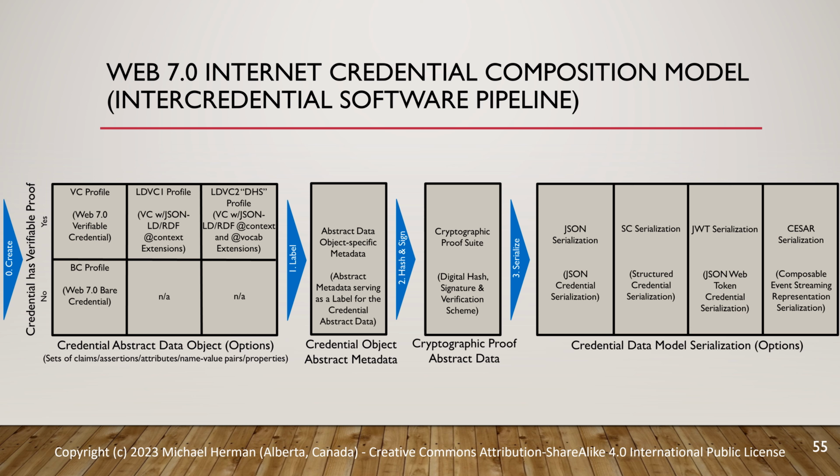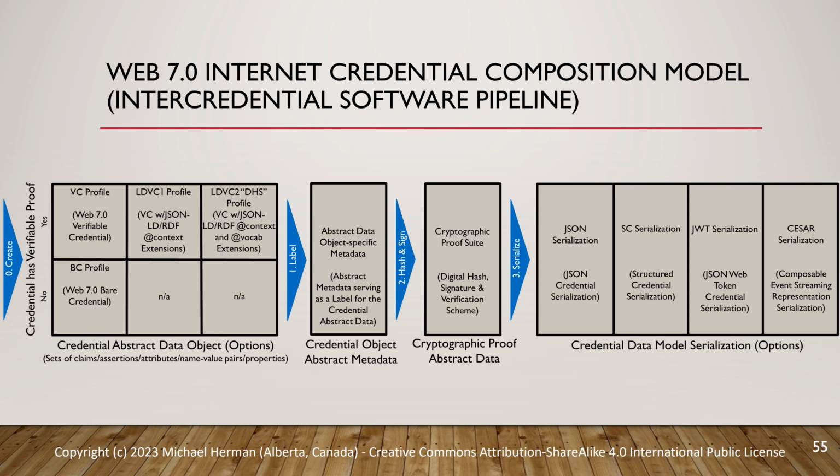Again, as a reminder, LDVC1 and LDVC2 are versions of the verifiable credential that contain extensions for JSON-LD and RDF. The second form of serialization is called structured credentials. We've seen an example of both JSON serialization and structured credential serialization earlier in this talk. The third one is JWT, which is also very popular, and the up-and-coming candidate from the Cary camp is the Caesar serialization.